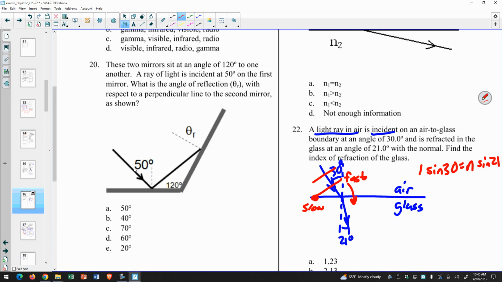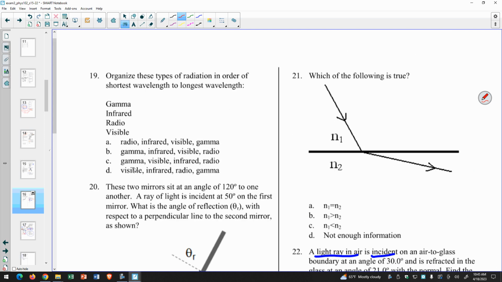You'll have all of these different types of questions because there's not that many. Make sure you know your electromagnetic spectrum, high to low energy, gamma, all the way down to radio waves. Gamma rays have a really short wavelength and a really high frequency. Radio waves have a really big wavelength and a really small frequency.